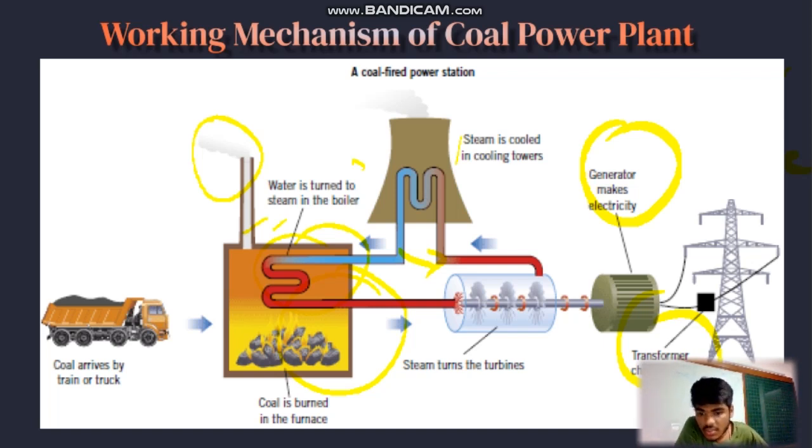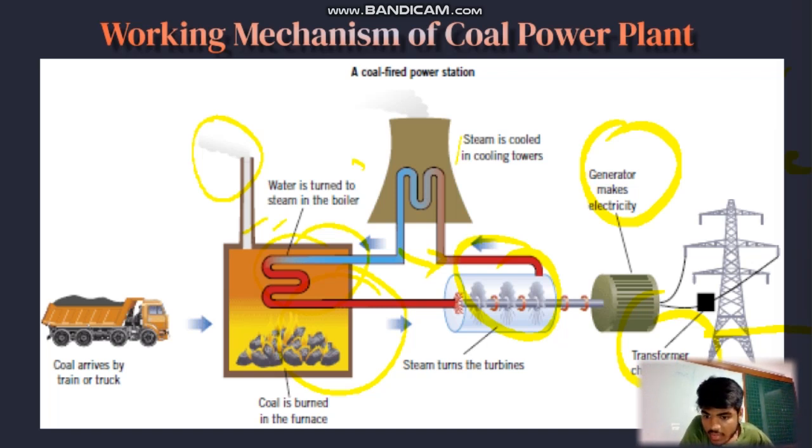Further, this is the turbine part. The steam from the boiler expands in the turbine, causing the turbine blades to rotate. The turbine converts the kinetic energy of the steam into mechanical energy, which in turn drives the generator to produce electricity. The turbine and the generator are usually coupled on the same shaft.